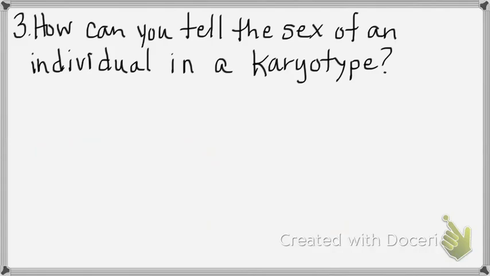How can you tell the sex of an individual in a karyotype? With the Y. Okay, so if you see 2 big chromosomes at the 23rd pair, they're about the same size and they're pretty big, what do you have? That's a female. But if you see a small one and a big one, what is that? That's a male.